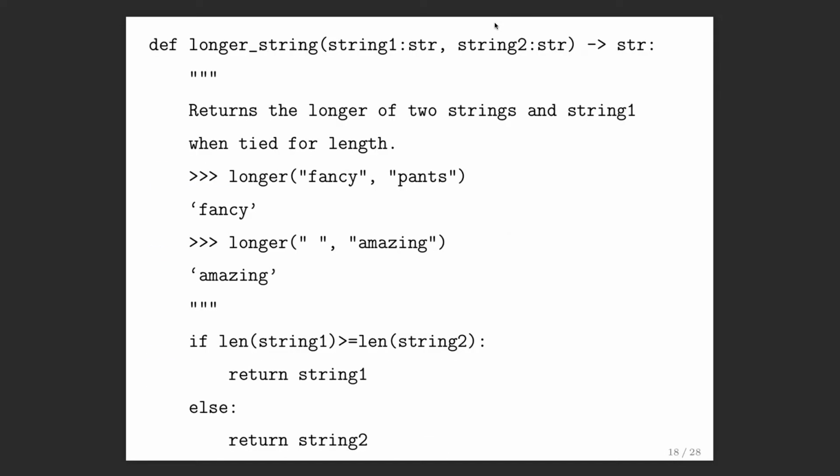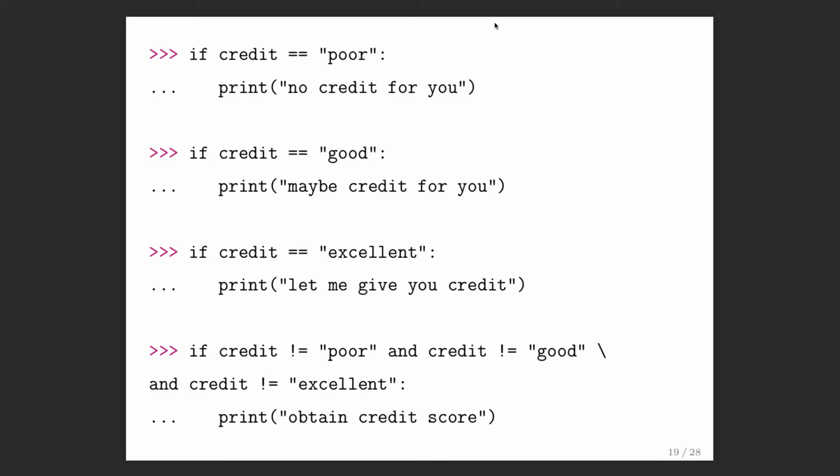I wrote the answer into the slide, so you don't have to worry about copying it down. Here's another example. Suppose we wanted to check someone's credit score and throw an exception if we can't find it. With our current if statements, this would get kind of messy. I can say if the credit is poor, print no credit for you. If credit is good, then print maybe credit for you. If credit is equal to excellent, print let me give you credit. So that's fine.